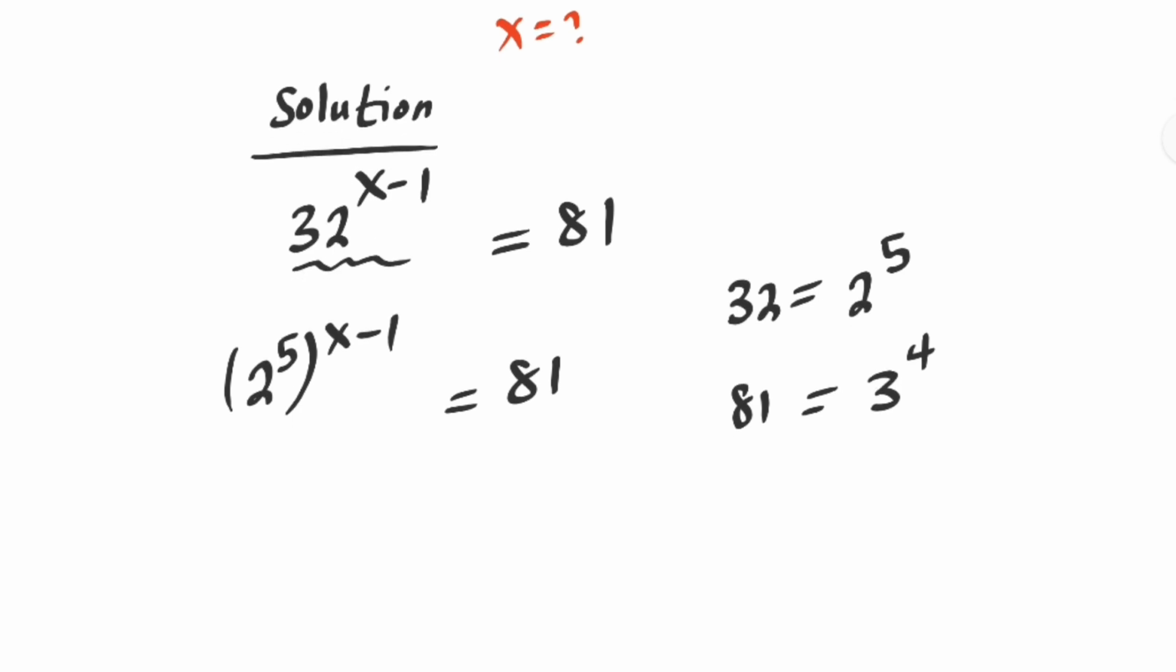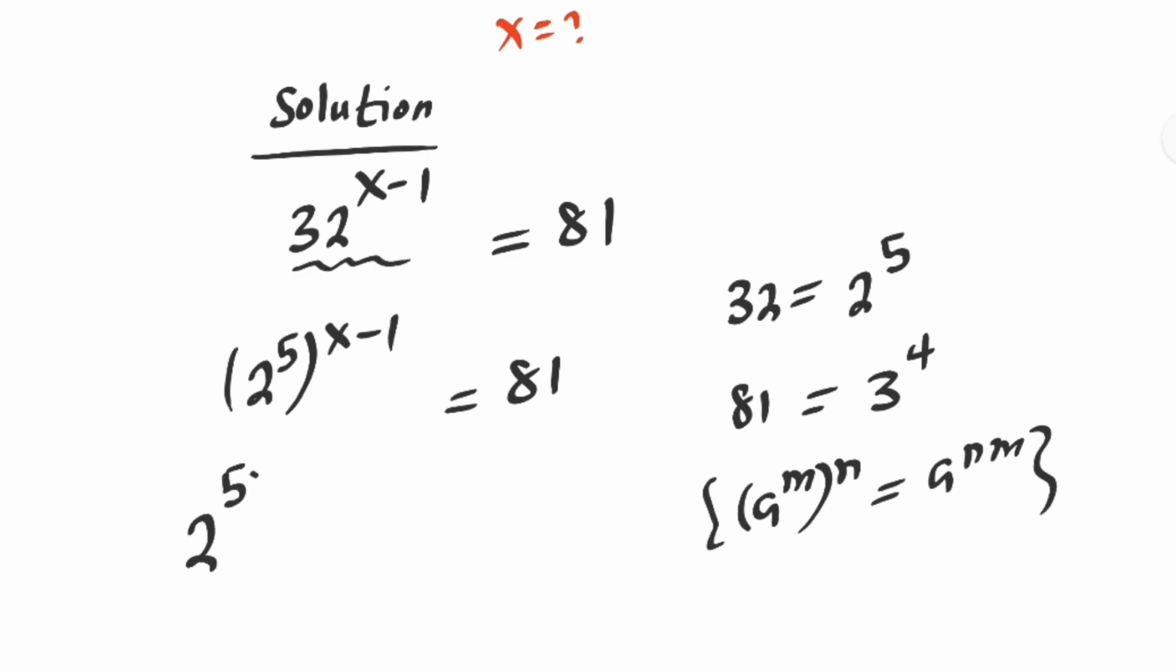Take note of this, that if you have a raised to power m to the power of n, it is equal to a raised to power nm. Then we have 2 raised to power 5 times x minus 5 times 1, that is 2 raised to power 5x minus 5, is equal to 81, which can be written as 3 raised to power 4.